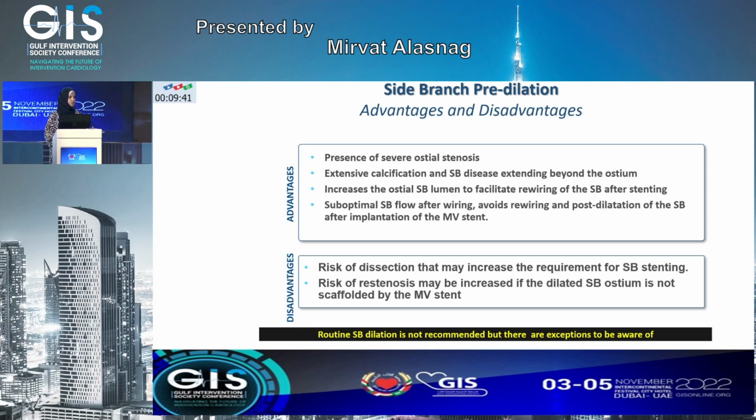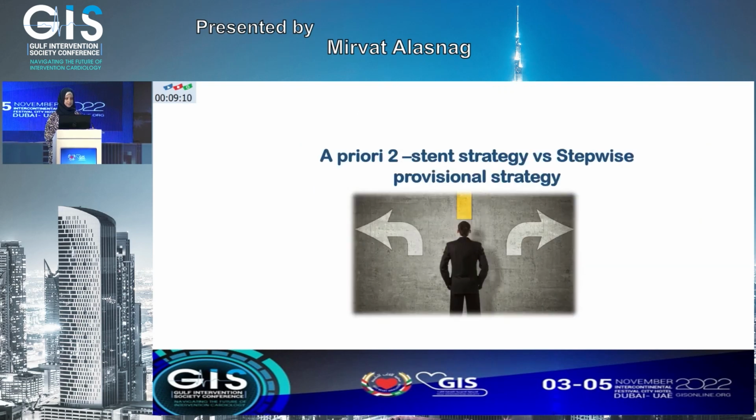There are obviously advantages and disadvantages to that. Very briefly, you may consider it if the side branch access is difficult and if there's significant stenosis, and you want to make sure that you're able to re-access it. Disadvantages are, of course, that whenever you dilate, you run the risk of dissection. So even though you may have opted for an initial provisional strategy, you may wind up, simply because of dilatation and a dissection, requiring a second stent.